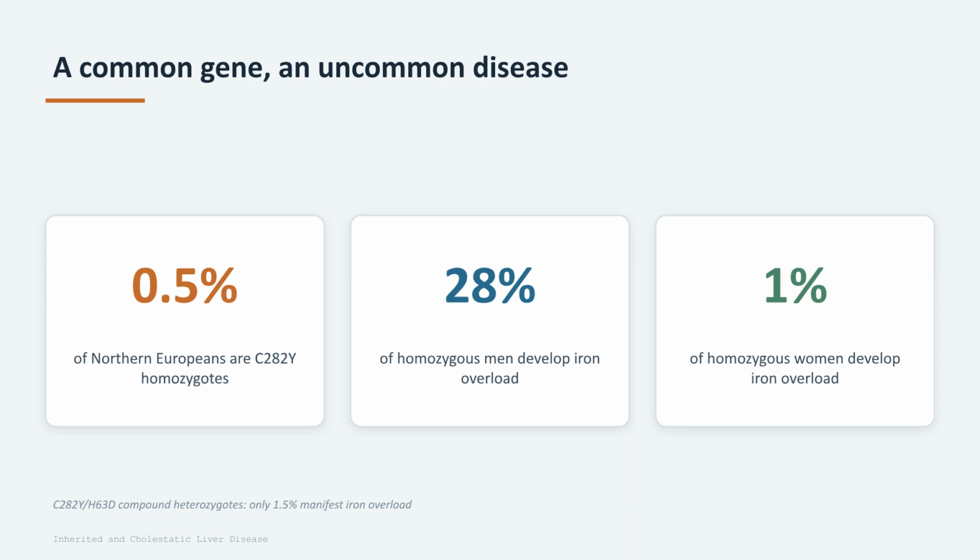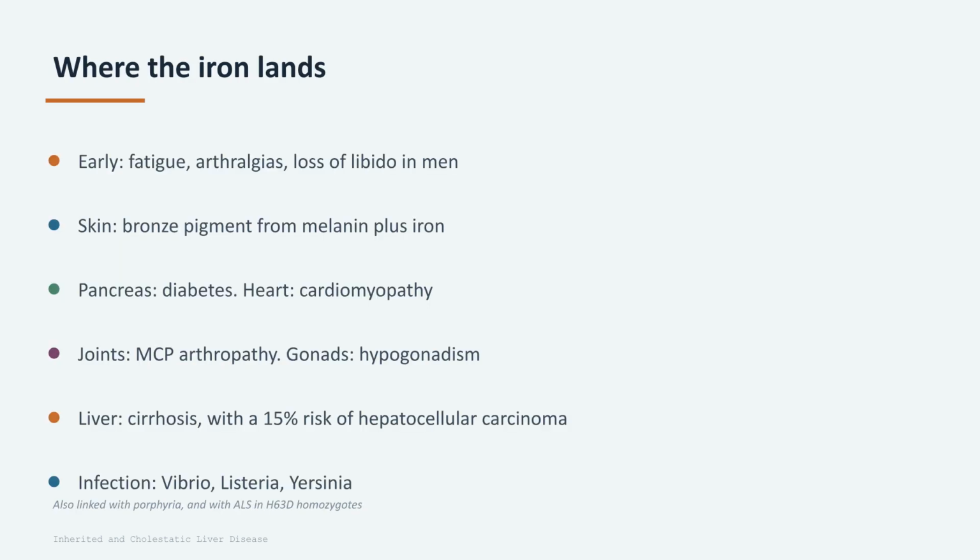Menstrual blood loss lowers the iron burden, so women present later, if at all. And in compound heterozygotes, carrying one C282Y and one H63D, only 1.5% manifest iron overload. The lesson: a positive genotype is not a diagnosis. You still need the iron studies. So what does the iron actually do?